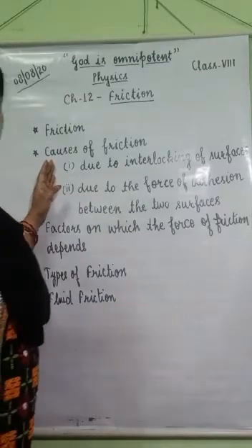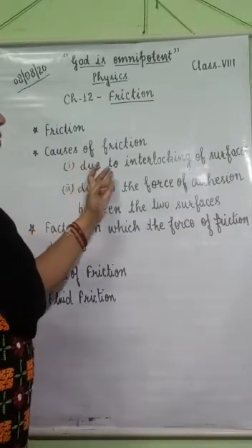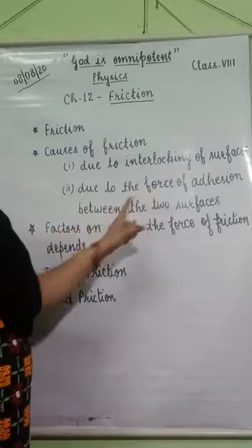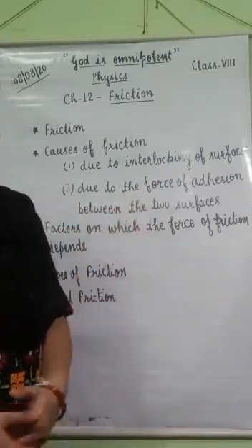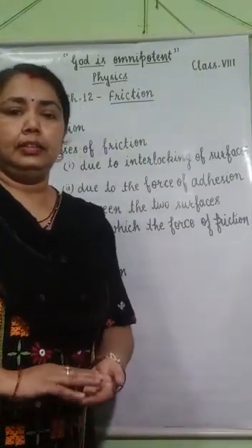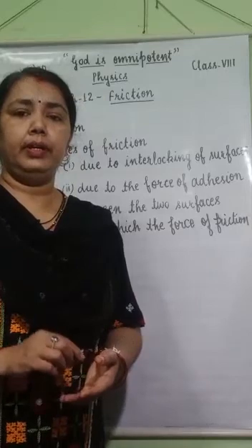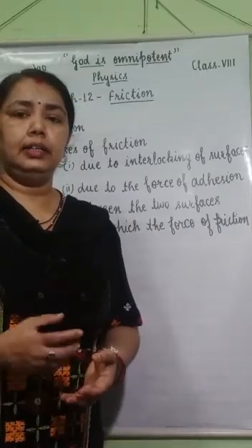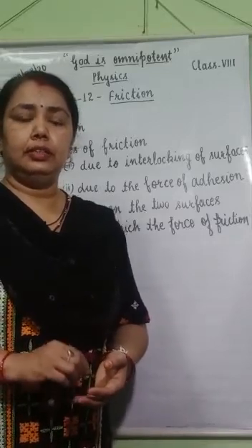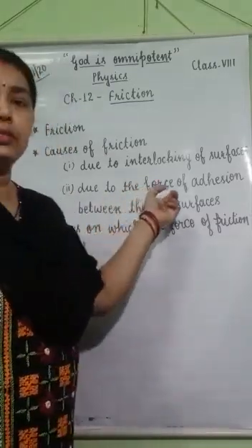After that we studied the causes of friction. There are two causes of friction. First is due to the interlocking of surfaces, and second is due to the force of adhesion between the two surfaces. What is the force of adhesion? I have told you, when two surfaces are in contact with each other, the atoms and molecules present at the point of contact attract each other due to electrostatic attraction. This is known as the force of adhesion, and this force of adhesion gives rise to the force of friction.